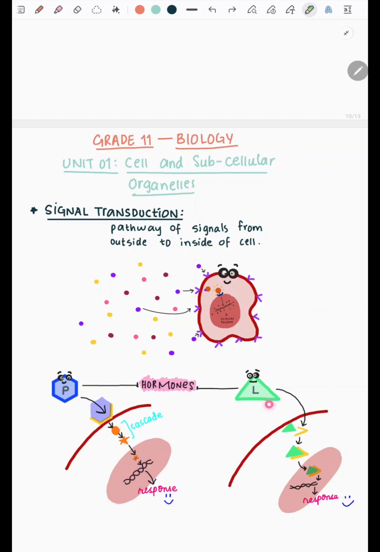For the steroid hormones, they are lipid soluble, hence they can easily cross the plasma membrane. Their receptors are present inside the cell. As soon as the molecules cross the plasma membrane and enter the cell, they form the receptor hormone complex. This receptor hormone complex crosses into the nucleus, activates the DNA, and generates a response.